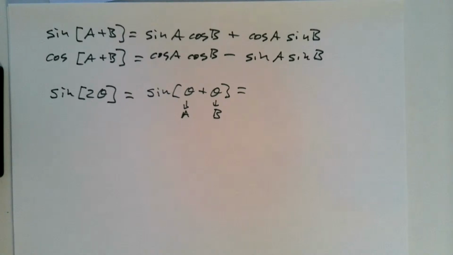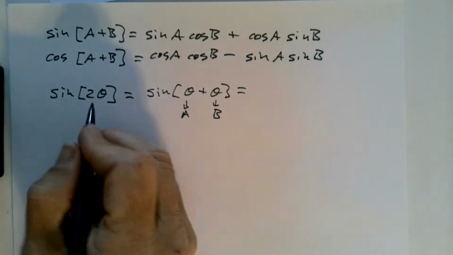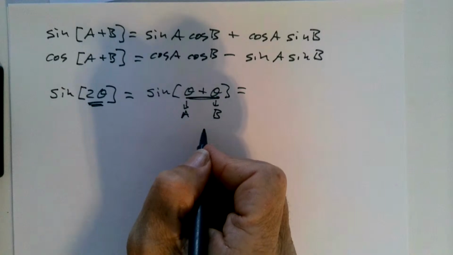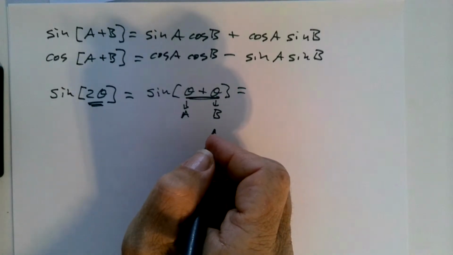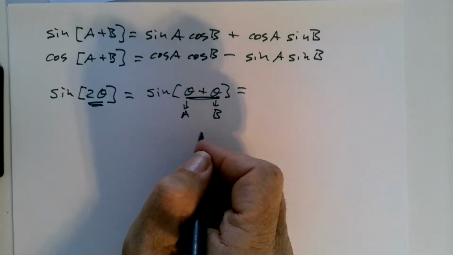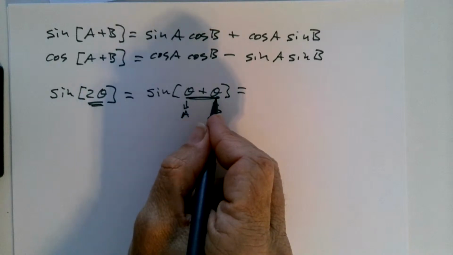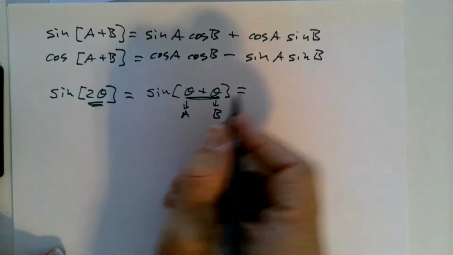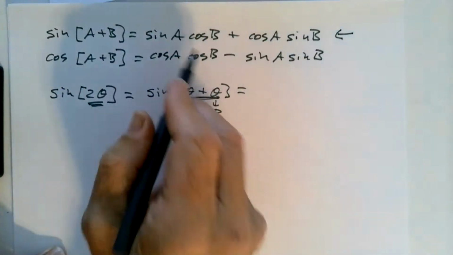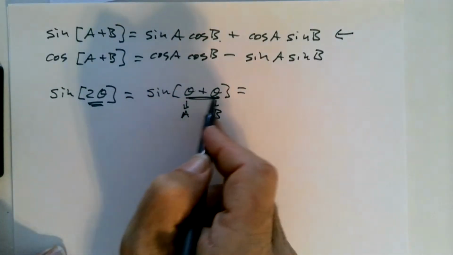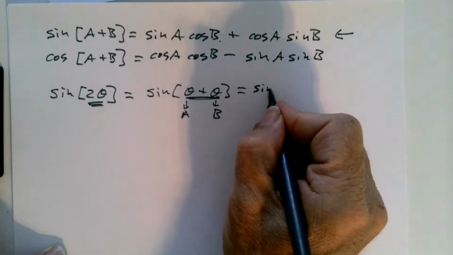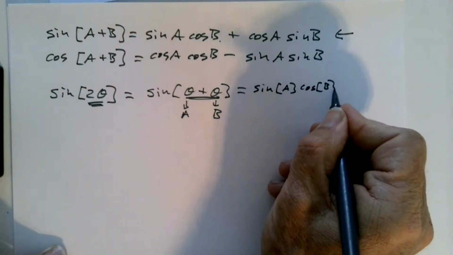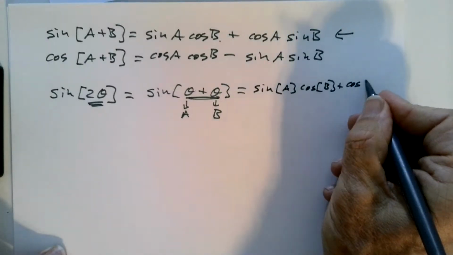Harley says, I don't understand where I would get a value for 2 theta. We agree that 2 theta is the same as theta plus theta, right? 2x is x plus x. 200 is 100 plus 100. So 2 theta is theta plus theta. So A is theta and B is theta. So we're looking at our identity up here, right? So sine A cos B would be sine A cos B, plus cos A sine B.